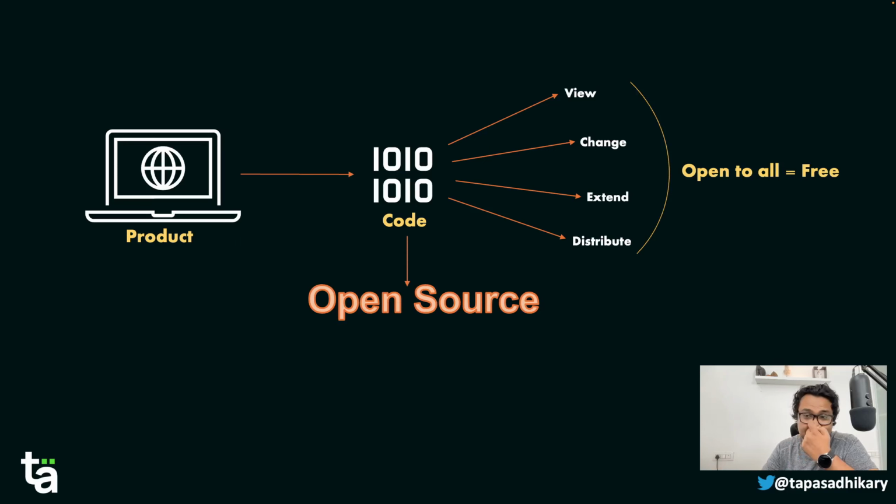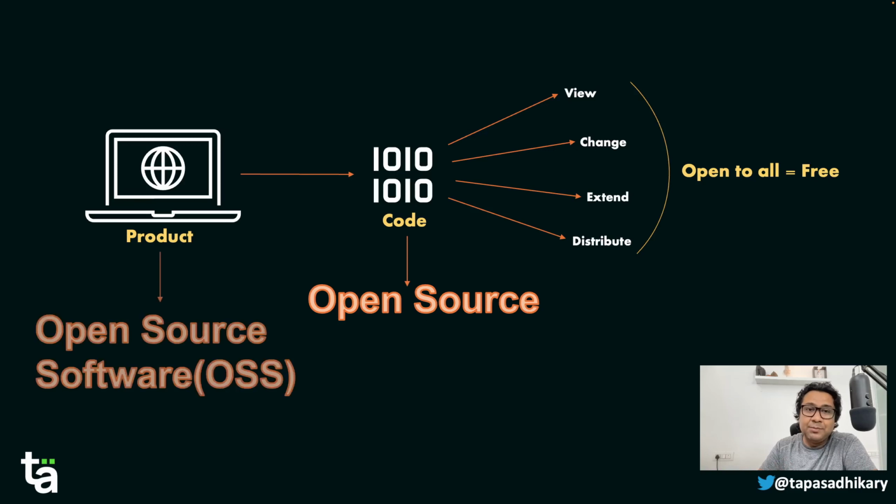Okay, so this is a definition. Now, there are variants of this definition we'll get into in a moment. But at this point of time, a project or a code is called open source code if the code is open to view, change, extend, and distribute. Okay, this is the definition. Anybody ask about what is open source? This is what it is. No rocket science. And if such code is used in a product, that product will be called open source software or OSS.